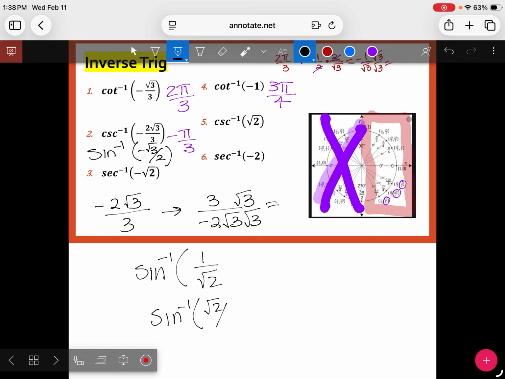So now I'm going to figure out what angle, on number 5, has a sine value of positive root 2 over 2. Pi over 4. All right, I'm going to stop there. We'll pick up on 5 and 6 Friday.